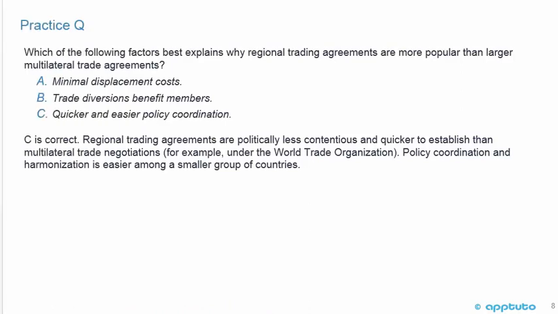Which of the following best explains why regional trading agreements are more popular? Because of quicker and easier policy coordination. Regional trading agreements are politically less contentious and quicker to establish than multilateral trade negotiations, for example, under the World Trade Organization. Policy coordination and harmonization is easier among a smaller group of countries.